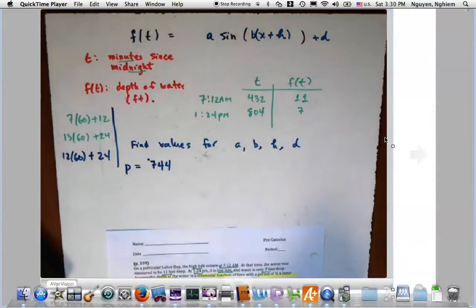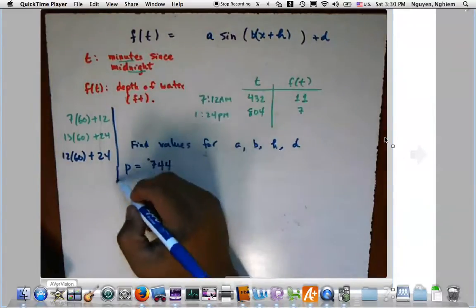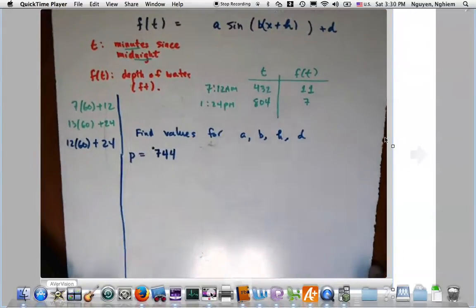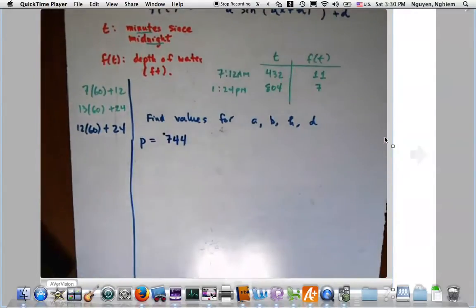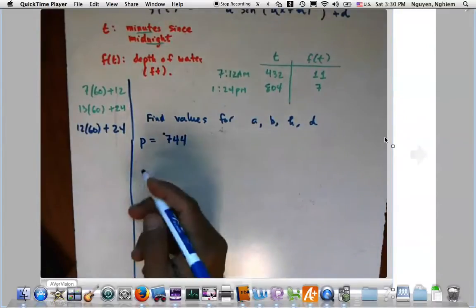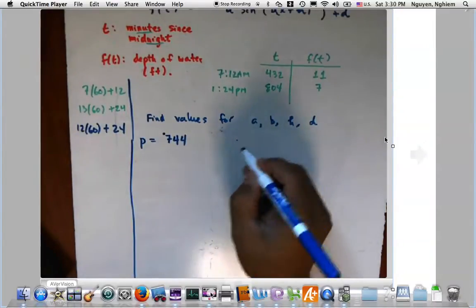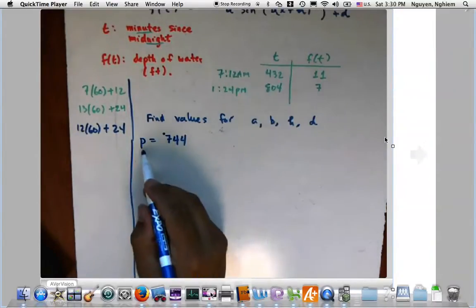Okay. We've drawn this line here to separate my work from the main part of the problem. So that's the period, and we know that for a sine curve, we can actually use the period here to solve for b.